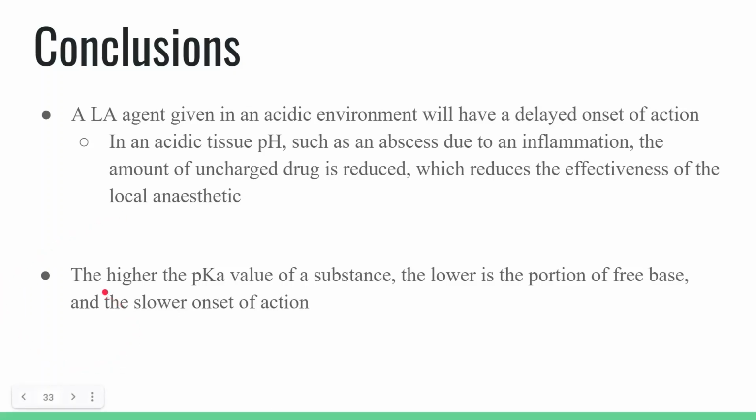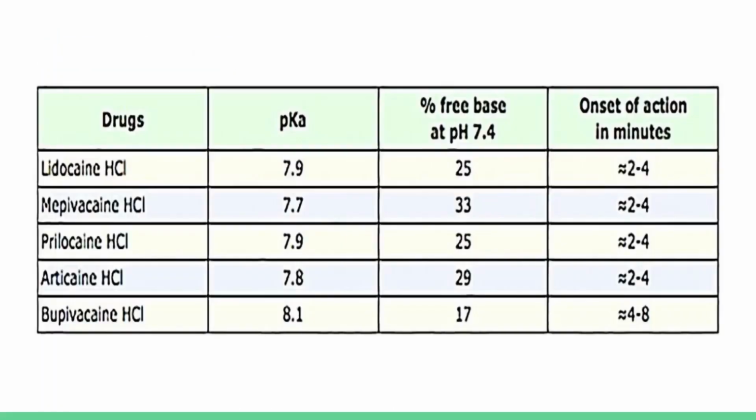And of course, the higher the pKa value of a substance, in other words, the stronger of a base it is, the more basic it is, the lower is the portion of free base, which makes sense because if it's a stronger base, it's going to accept protons very strongly, meaning that most of it is going to be in the ionized form, which means that there's not going to be enough uncharged base to actually dissolve into the membrane, so the onset of action is going to be delayed. So the slower onset of action. I know I rambled a lot, but I hope that all of this has made the point very clear.